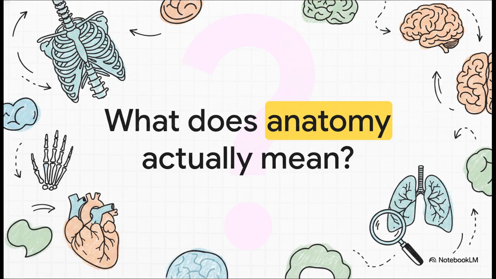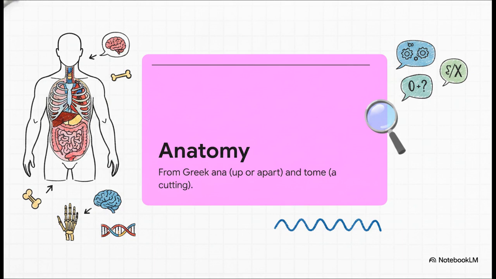What does the word anatomy actually mean? We throw the term around all the time, right? But the origin of the word holds the absolute key to how we study it. Well, it turns out the word anatomy comes straight from ancient Greek. It's a combination of ana, which means up or apart, and tomi, meaning a cutting. So quite literally, anatomy means cutting up or apart.